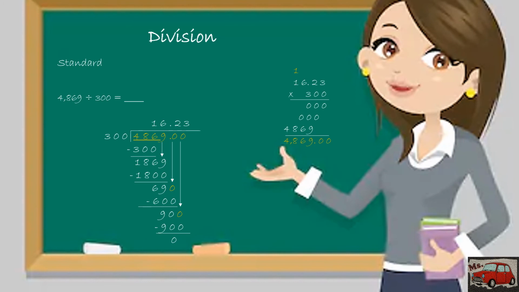Now, I have 1,869. And then divide that by 300. I can get 6 300s from 1,869. So 6 times 300 equals 1,800. Minus that from 1,869, then I'll get 69. I cannot get 300 from 69, so I need to add another 0 beside 9. But first, I need to put decimal point and then bring down that 0.